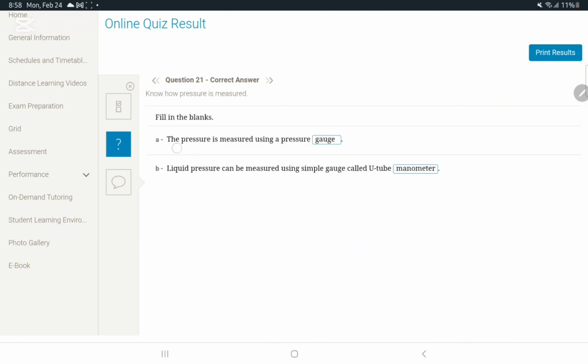Okay, for this question, pressure is measured using a pressure gauge and liquid pressure is measured using a U-tube manometer.